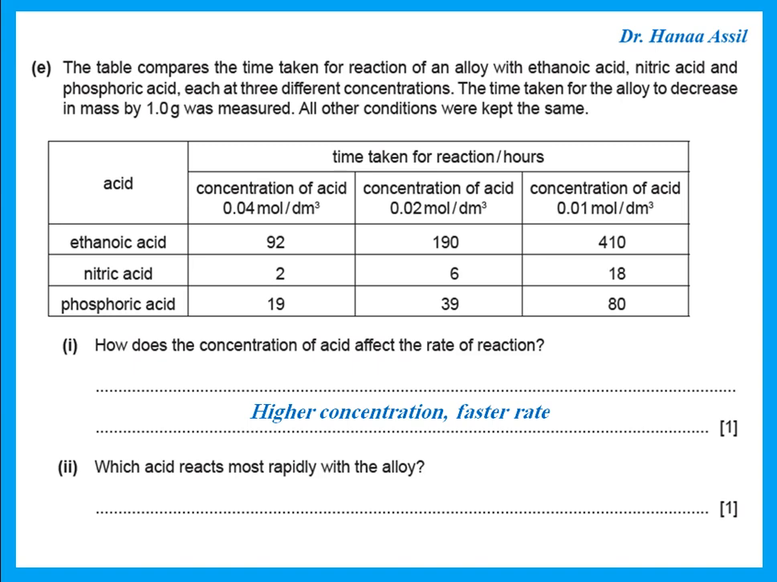Which acid reacts most rapidly with the alloy? Most rapidly means faster, means it takes less time. So which acid took less time for reaction? Of course, that is the nitric acid.